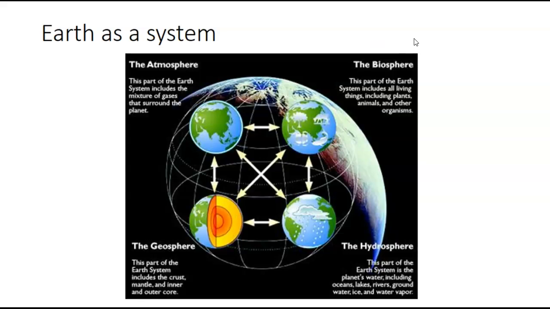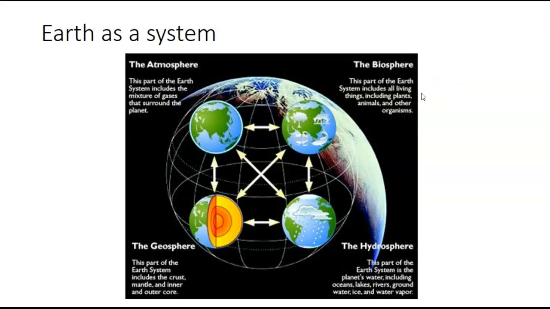Now remember, we need to look at our Earth as a system. It's a system of interconnected parts, and we have 4 main spheres when we talk about the Earth being a system, right? Those parts depend on one another, they're interconnected, and we can start with our atmosphere. The atmosphere is the layer of gas that's surrounding our planet. We have the biosphere, which will include all of the living things, including plants, animals, and all the other organisms. We have the geosphere, which will include the rocky part of our planet, like the crust, mantle, and inner and outer cores. And then the hydrosphere.